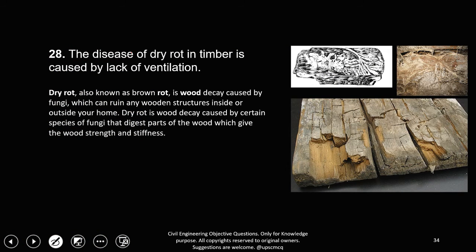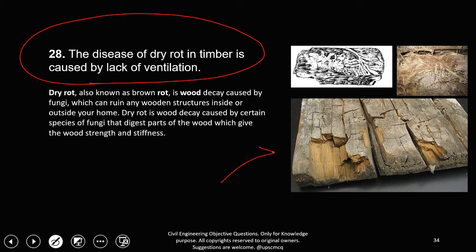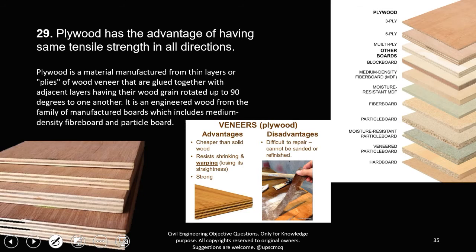Now, the disease of dry rot in timber is caused by lack of ventilation. These are some pictures of dry rot. One more thing, if any of you wants to read these slides, please pause the video and read them. Because of the time limit, I am hurrying a little and pointing out only the major facts. But if you want to read, please pause the video and read.